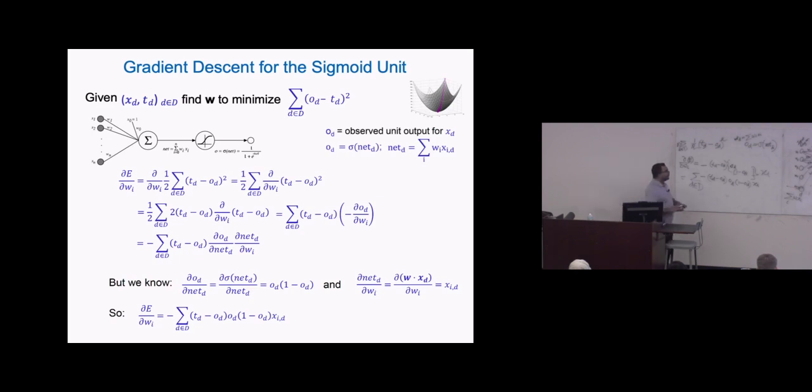Okay? What does this really mean? This means you have, let's say, 4 inputs, x1, x2, x3, x4, and you have a dot product here, then you have a sigmoid here. So the dot product is your net D, and the output is your sigmoid of net D, and the weights you have are W1, W2, W3, and W4.